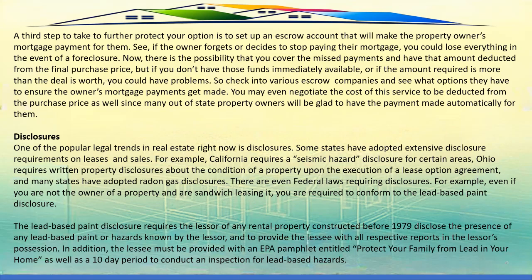Disclosures. One of the popular legal trends in real estate right now is disclosures. Some states have adopted extensive disclosure requirements on leases and sales. For example, California requires a seismic hazard disclosure for certain areas, Ohio requires written property disclosures about the condition of a property upon the execution of a lease option agreement, and many states have adopted radon gas disclosures. There are even federal laws requiring disclosures.